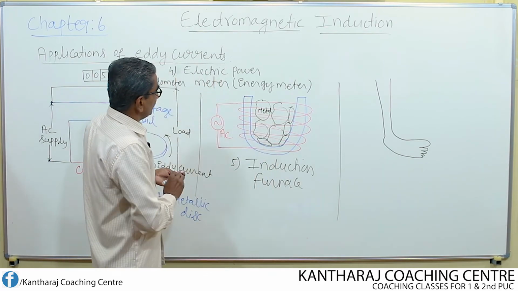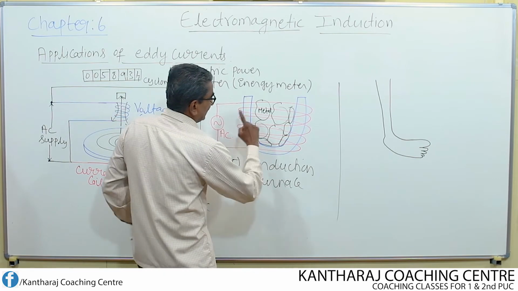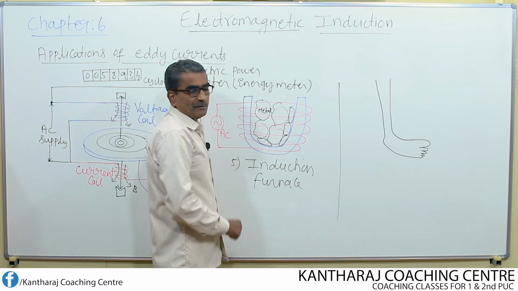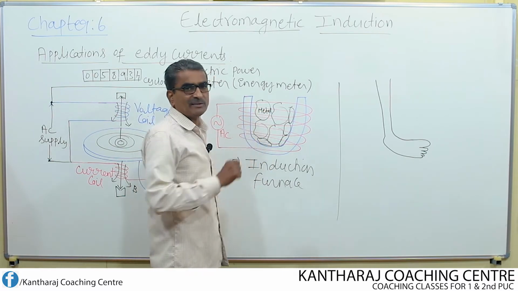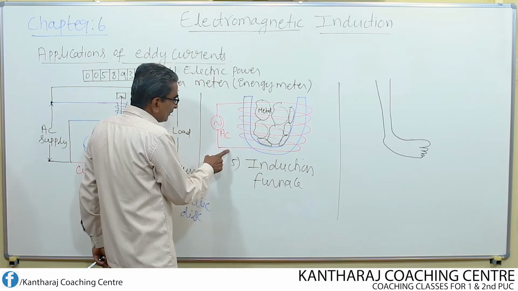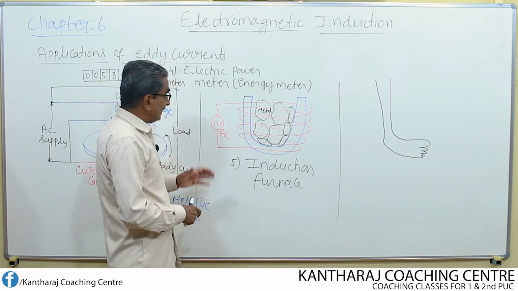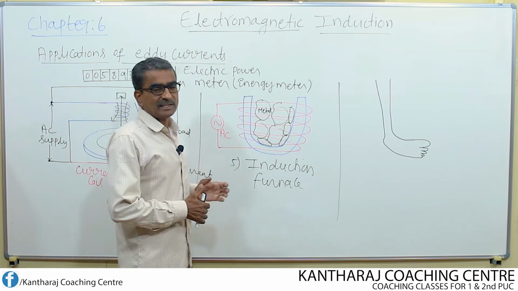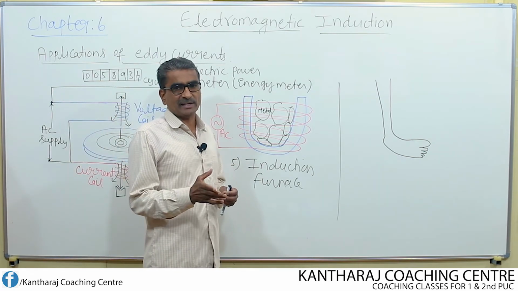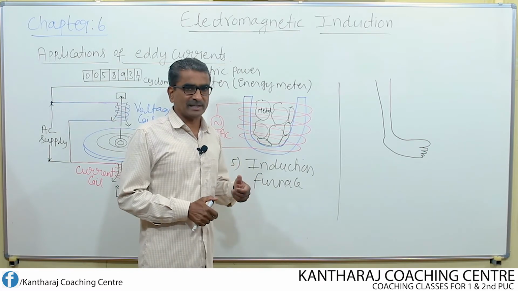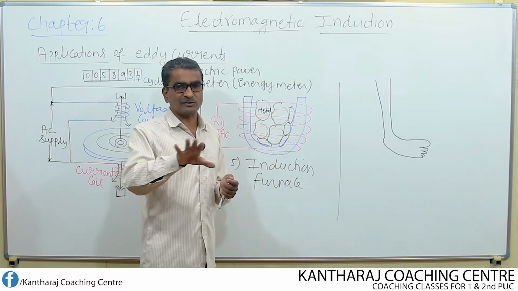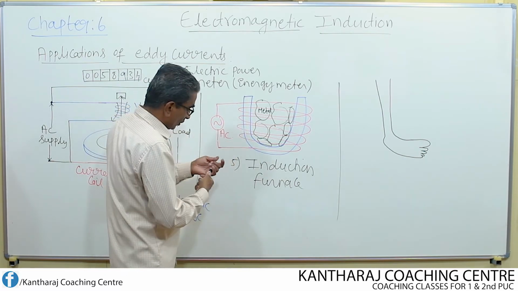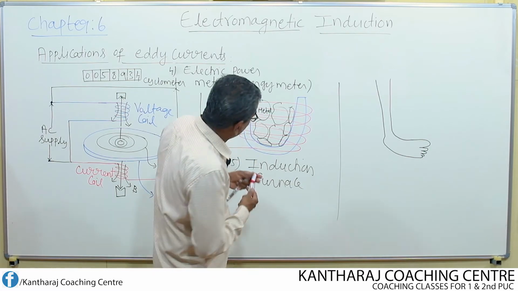Now, the entire induction furnace is surrounded by a thick coil of copper wire, and the coil will be very, very thick. The two ends of the coil are connected to a high frequency AC source. Generally the frequency of AC is 50 Hz, or in some parts of the world it is 60 Hz, that's all. But here high frequency AC should be fed through the coil. So, this is the coil of wire.